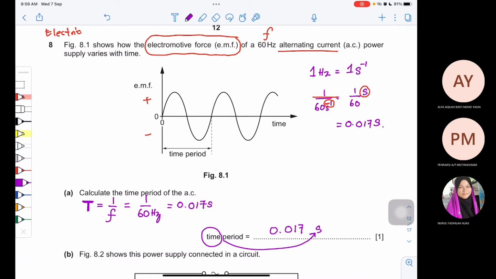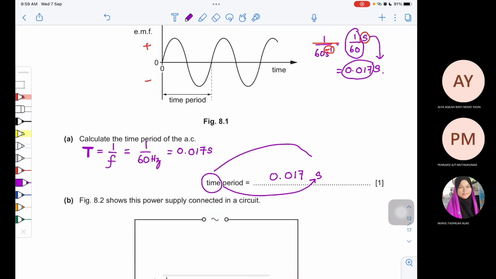okay, 0.017 ni. From this calculation, unit is this one. Ataupun awak tak ingat, but you know, okay, time it's in second. Okay, kena ada unit lah. Alright.